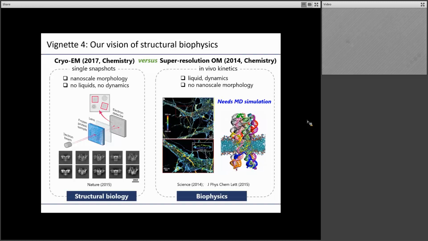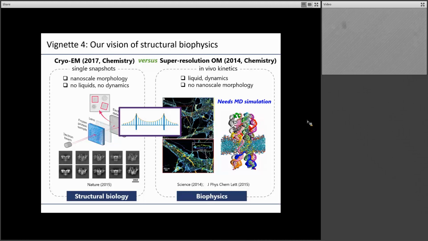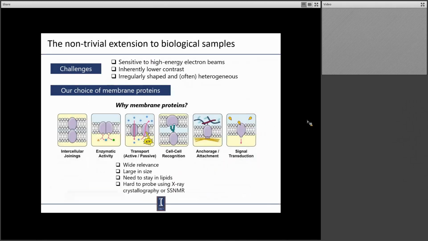So our dream here is to combine the merits of both techniques to work along the line of structural biophysics, to reconstruct the elusive at the nanoscale, being able to see both the nanoscale morphology at the best possible spatial resolution and also the in situ dynamics in the native liquid environment. So that's our dream.